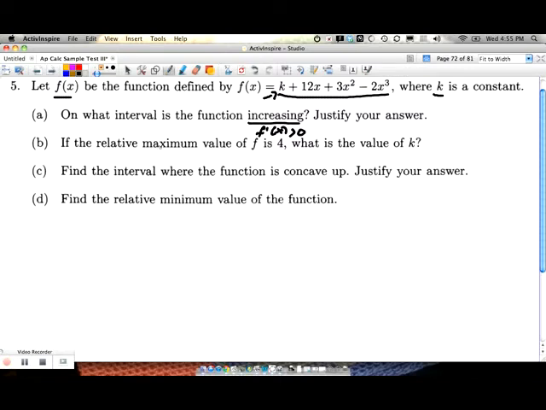Well, we're going to figure out where the maximum value is. Then we're going to set that equal to 4. If we know the x value, then we can find the y value. And when we have the x value and the y value, then we can solve for k. That's where we're going with that one.